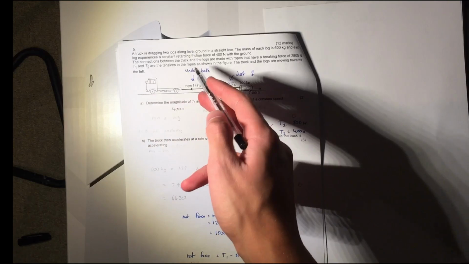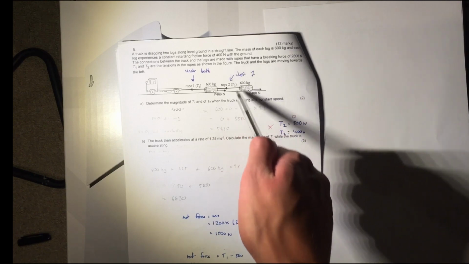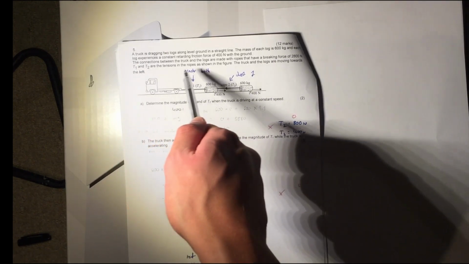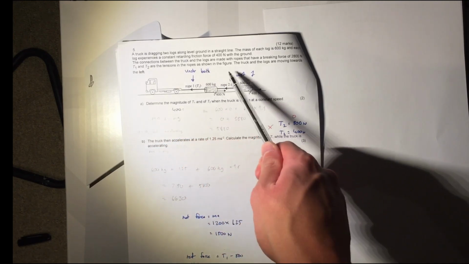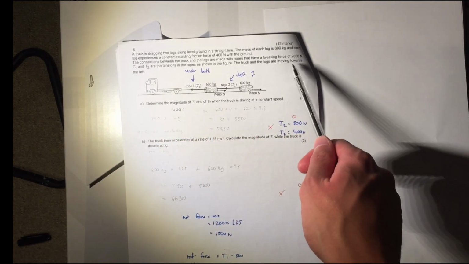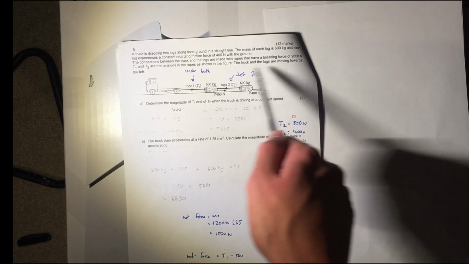So, for the second part of this video, physics but tension. A truck is dragging 2 logs along level ground on a straight line. The mass of each log is 600 kilos, and each log experiences a constant retarding friction force of 400 newtons with the ground. The connections between the truck and the logs are made with ropes that have a braking force of 2800 newtons. T1 and T2 are the tensions. Truck and logs are moving towards the left. Determine the magnitude of T1 and T2 when the truck is driving at constant speed. That's the first question.